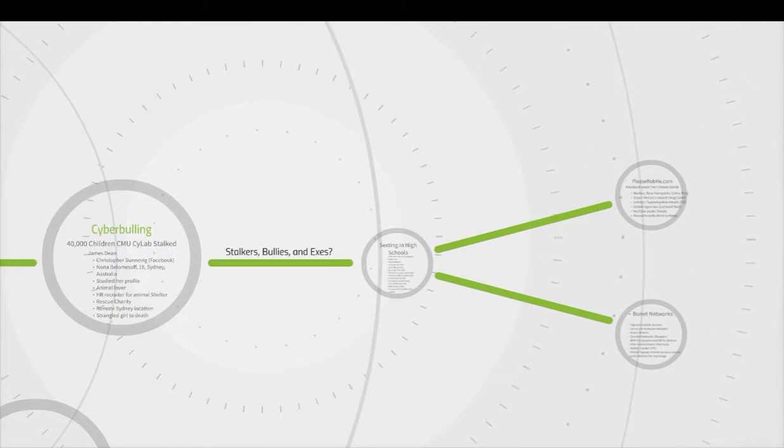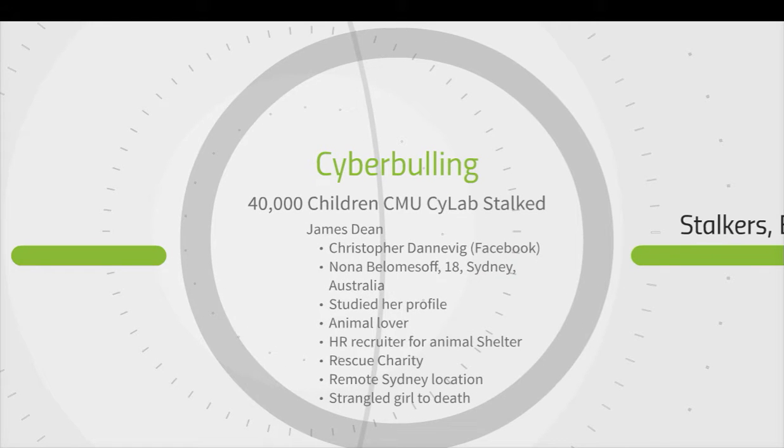So what does this amount to today that I personally look at as this idea of stalkers and bullies, and not just the domestic, but the global threat of what can happen because of these people. Cyberbullying, if you look at it today, Carnegie Mellon University found that over 40,000 children are stalked right now this year. One of the most interesting cases was James Dean. A guy impersonated him, using a simple photo grabbed from a stock file of James Dean, and made a Facebook page like he was him. He got some young girls interested. His name was Christopher Danvig.